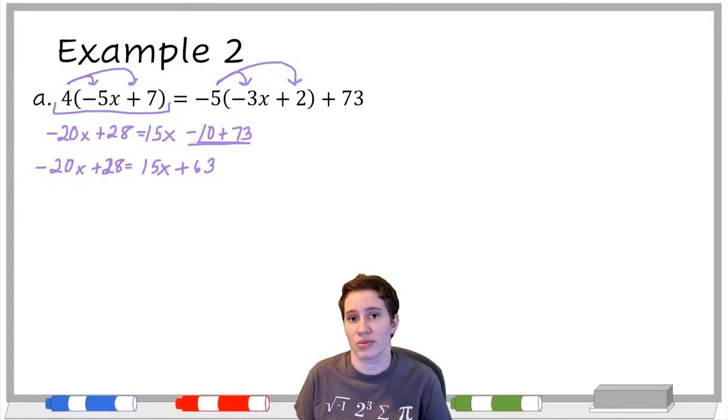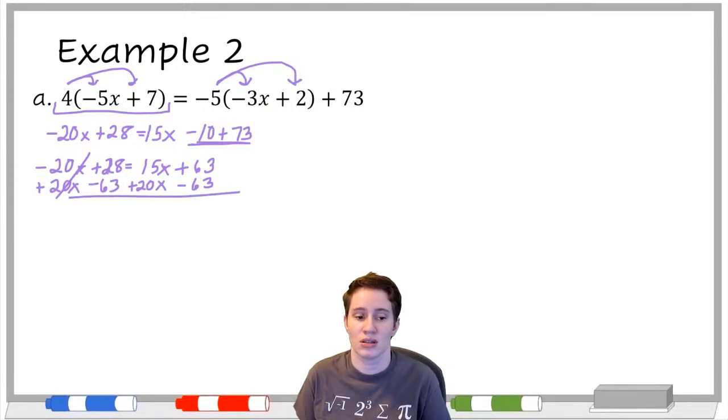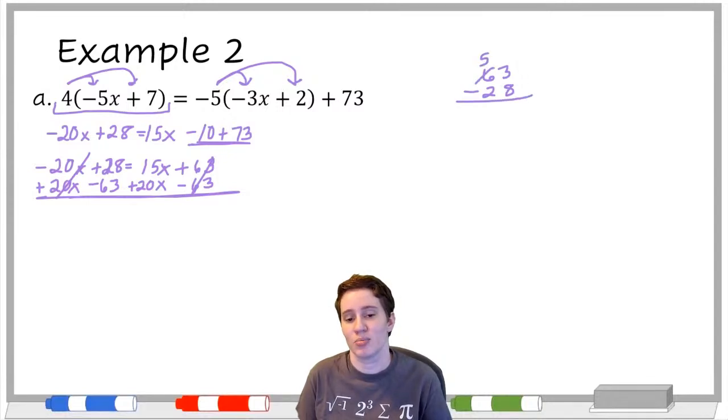Now I want to get my variables on one side and my numbers on the other. So I'm going to choose to add 20x over here, which makes this go away. And then I'm going to subtract 63 from this side, which makes this go away. Ooh, 28 minus 63. So we actually do it the other way around and have to borrow. So that gives us 35, but it's negative because the 63 was the bigger number and was negative. So negative 35 equals 35x.